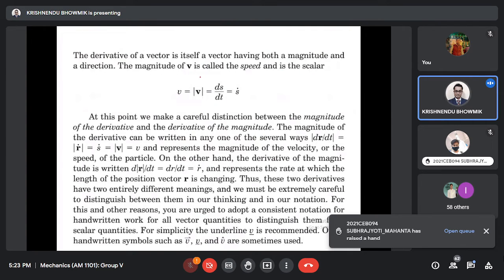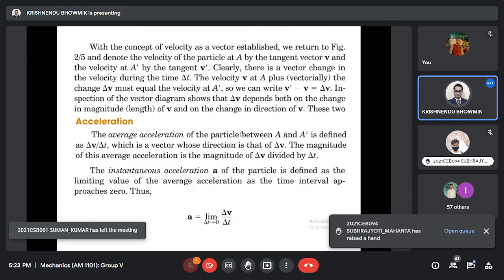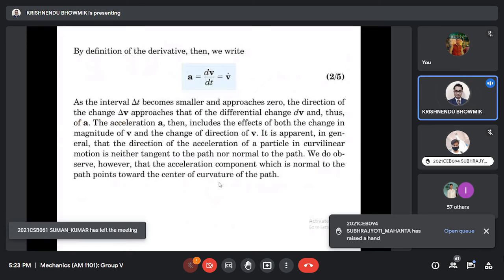And this is the speed. This is the magnitude. Nothing more is required. Acceleration is already explained.